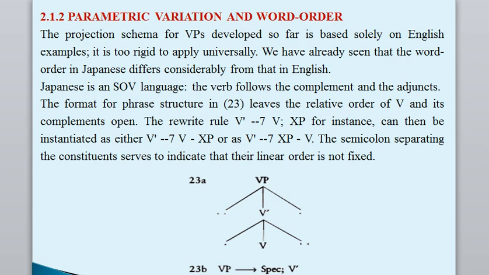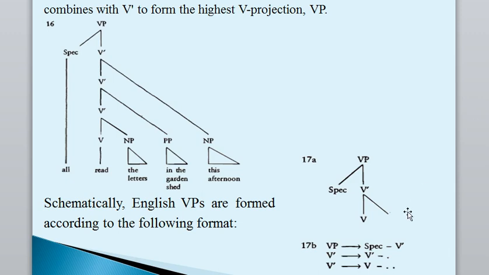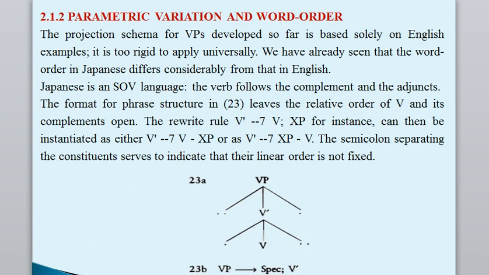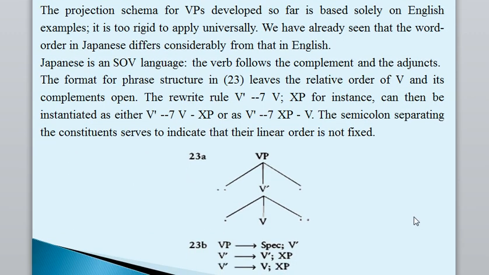If in English we put the complement on the right side of the verb, it means that first we put the verb, then the complement. In Japanese, we put first the complement, then the verb. So the word order in languages is different from each other. We can show the tree diagram like this.